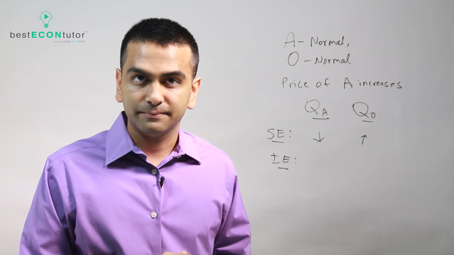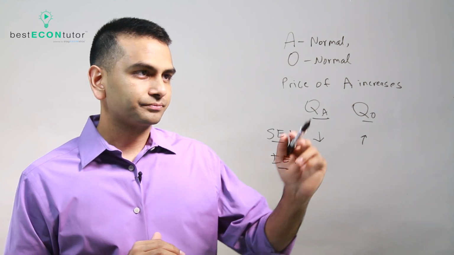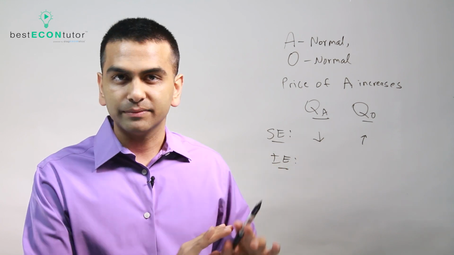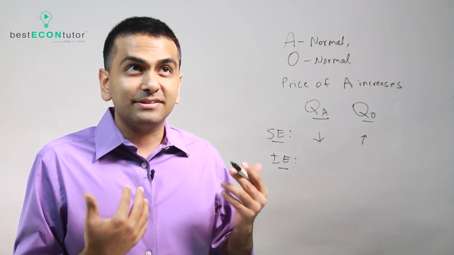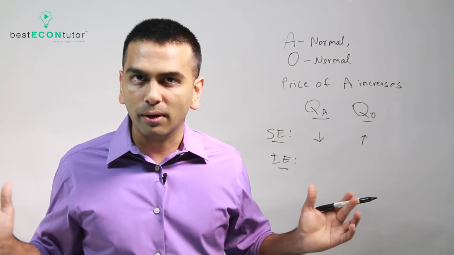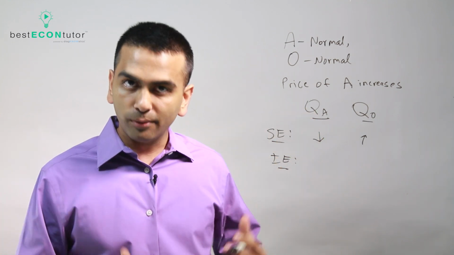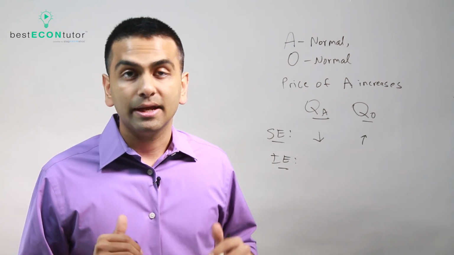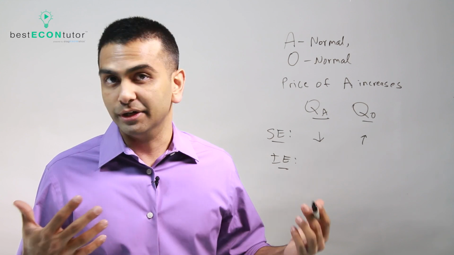Now the income effect. What this one is saying is that when any price goes up, doesn't matter which good, it's as if you're poorer, right? Because you can afford less stuff. The price went up, you're poorer. So if any price goes up, you're poorer, so you want to buy less of every normal good and more of every inferior good.